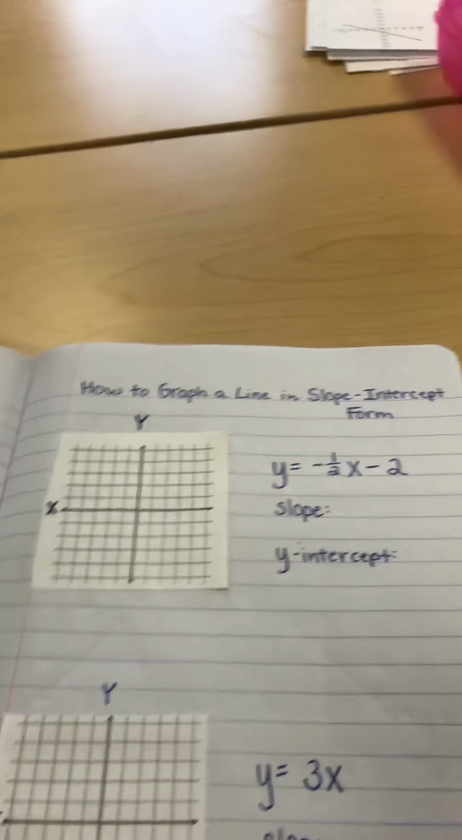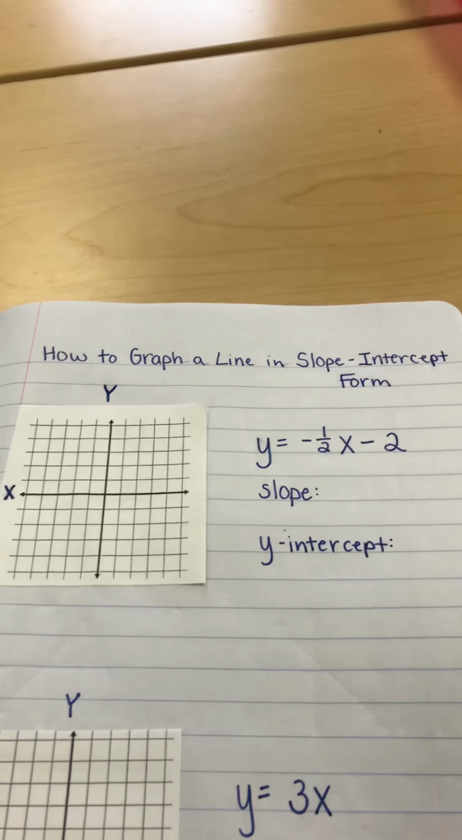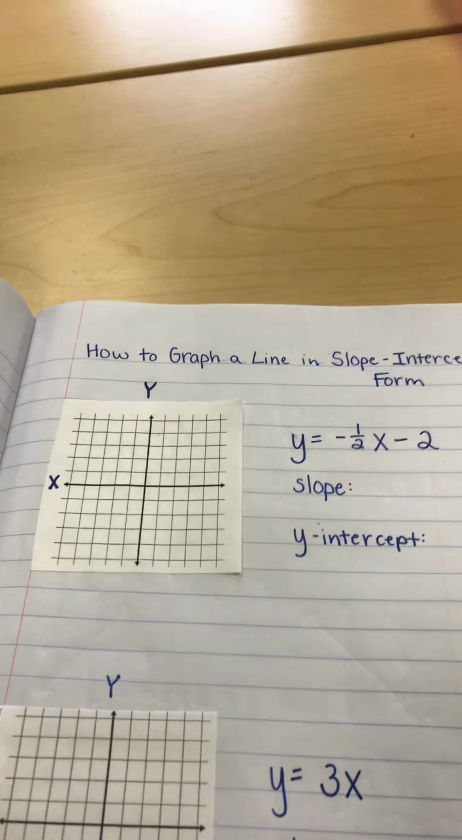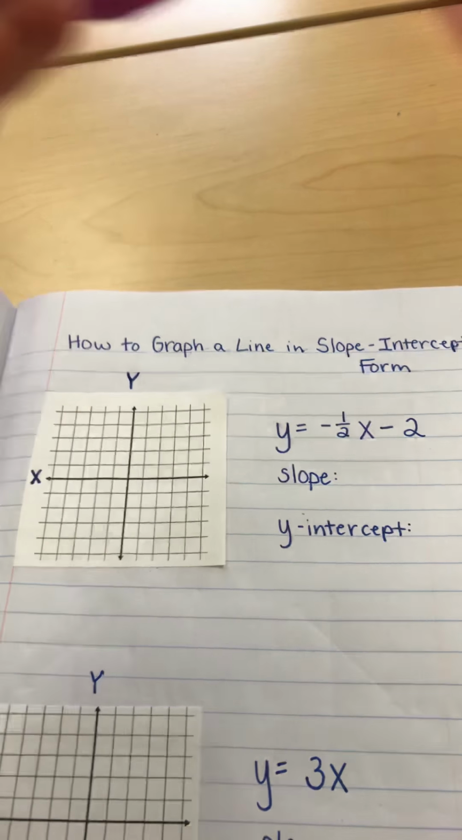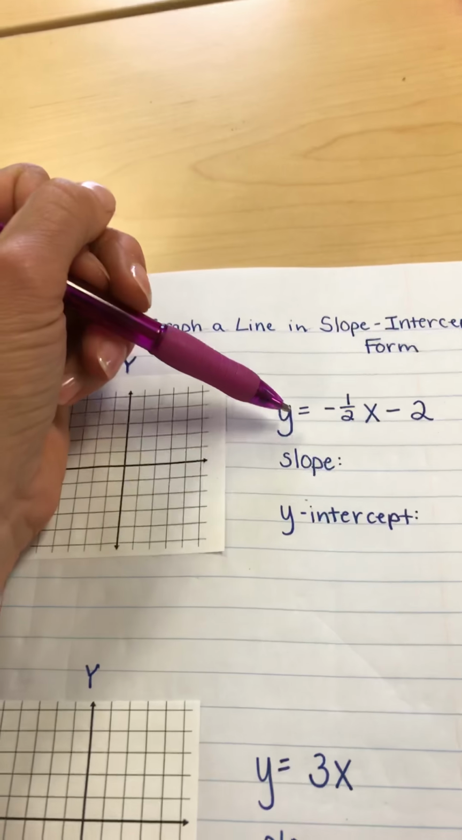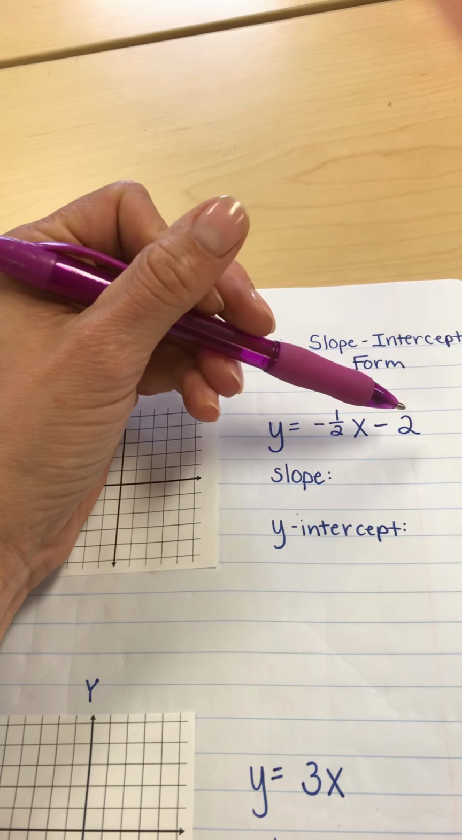All right, so we are going to work on how to graph a line in slope-intercept form. This is something you've done in 8th grade. We're going to review it. So first graph, I've given you the equation. Remember, the equation is in the form of y equals mx plus b.